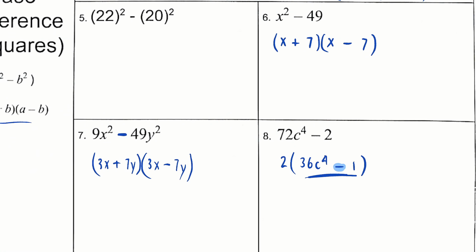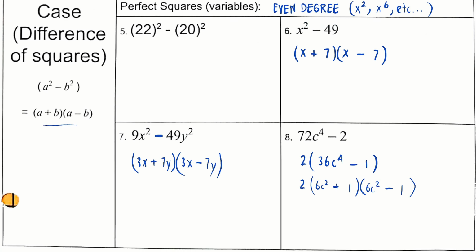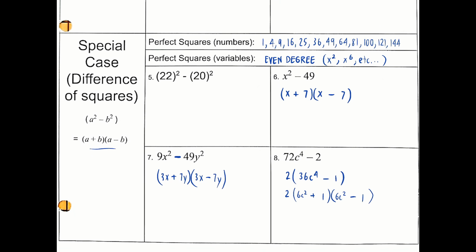36c to the 4th. Well, 36 is, right? 6 and 6 multiply to get 36. And then since c to the 4th has an even degree, it has to be a perfect square, c squared. So that means, don't ignore the 2, but that means that this is a binomial that will break down into 2 binomials. 6c squared and 1. And what's the rule? One's plus, one's minus, and that's done. Okay? Difference of squares. We've done this. The only difference is, definitely look at number 8.